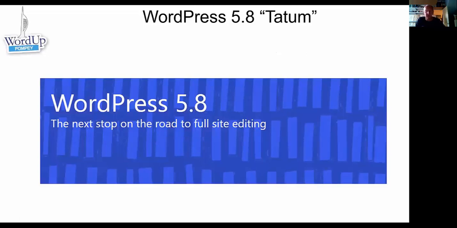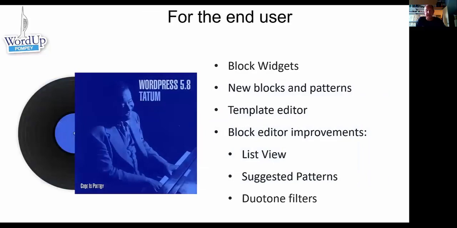So, WordPress 5.8 Tatum was released yesterday, and the tagline was the next stop on the road to full site editing. So let's see what it's supposed to consist of. There are things for the end user, which are block widgets, new blocks and patterns, a template editor, and improvements in the block editor, which includes improvements to the list view, suggested patterns, and Duotone filters.